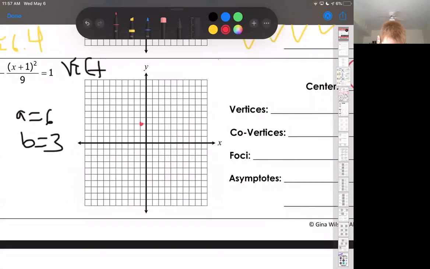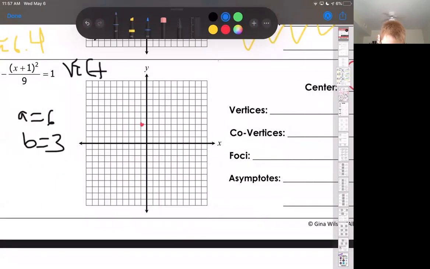And now, since it's a vertical hyperbola, we can get our vertices. So we're going to go from the center up 6, 1 away from the top. We're going to go down 6, so it'd be 3 below the x-axis. To get our co-vertices, we're going to go right 3 from the center, and we're going to go left 3 from the center.